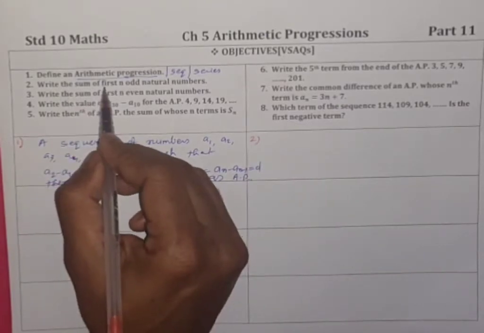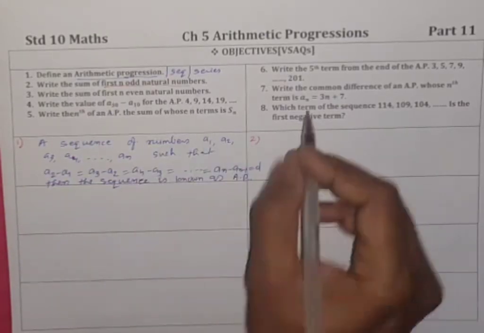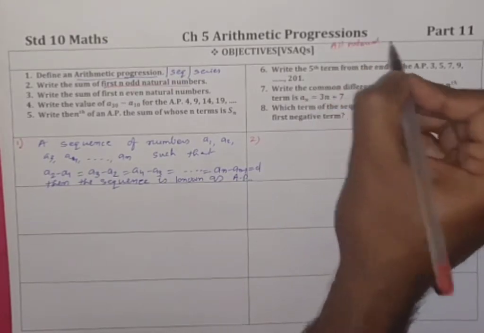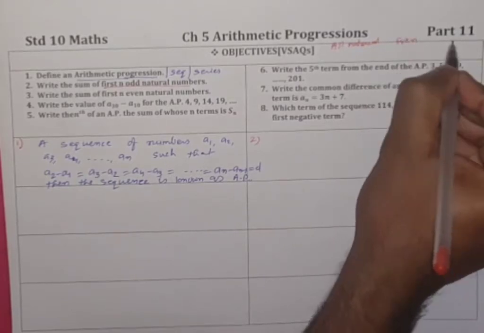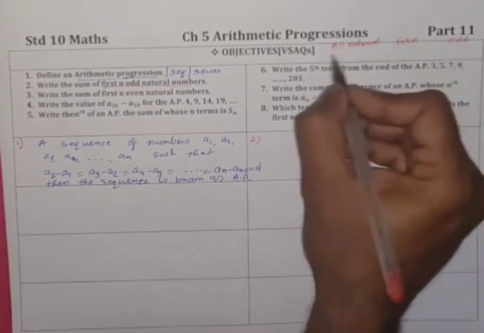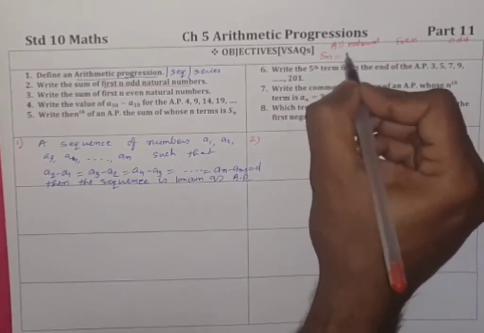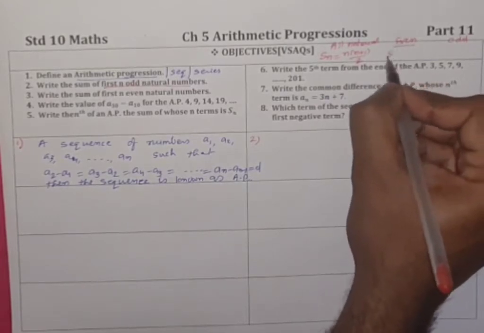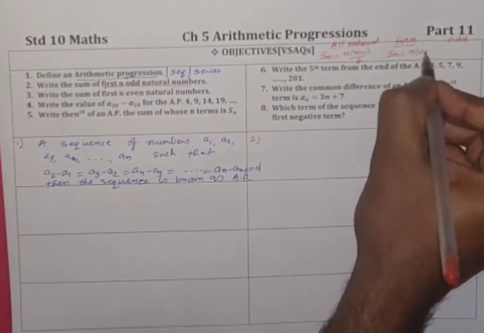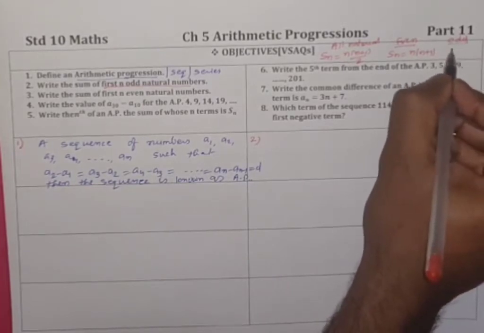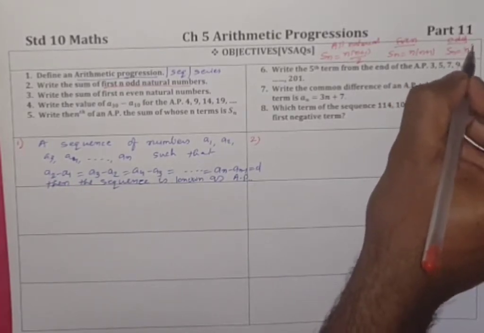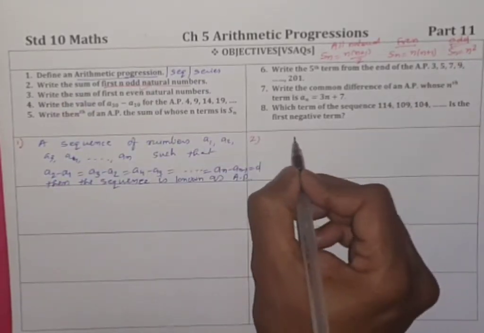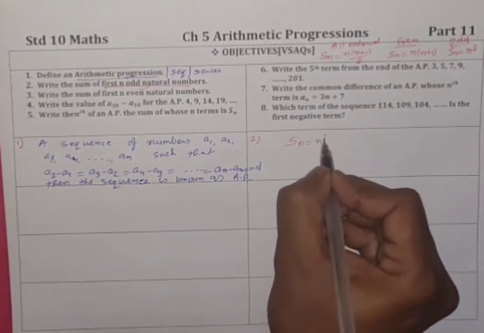Write the sum of first n odd natural numbers. Let me remind you. All natural numbers, then even natural numbers and odd natural numbers. Sum of all natural numbers Sn is n into n plus 1 by 2. Only the even natural numbers, Sn is n into n plus 1. And odd natural numbers, Sn is equal to n square. Here what we are asked is the sum of all odd natural numbers, so Sn is equal to n square.